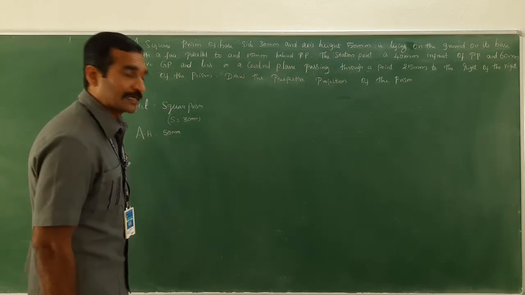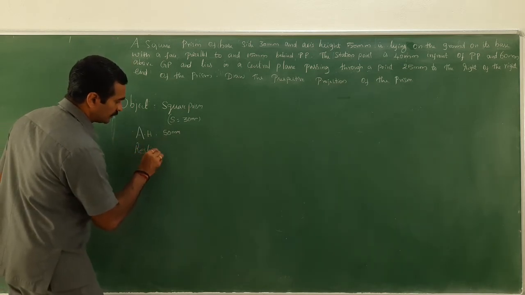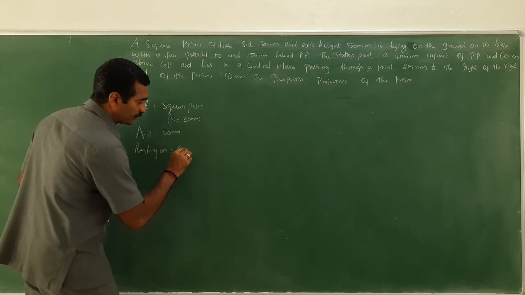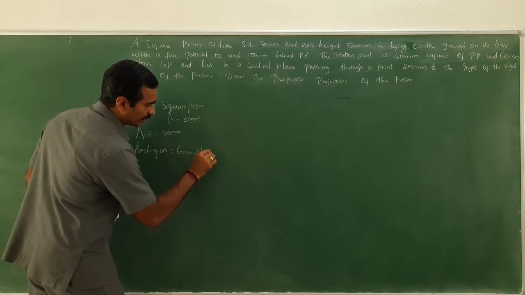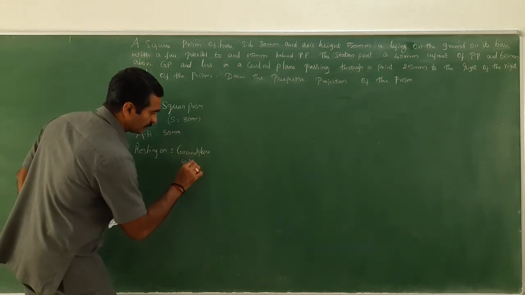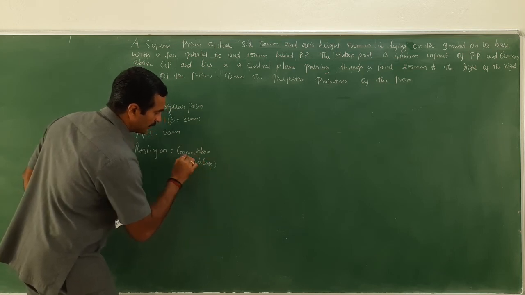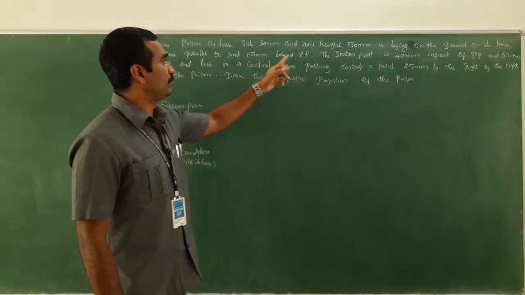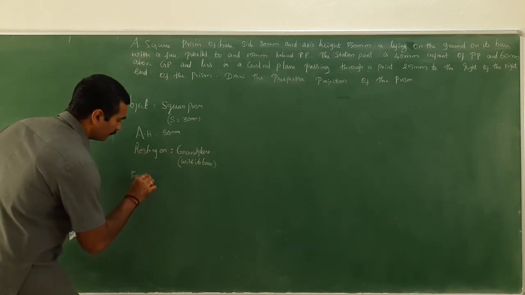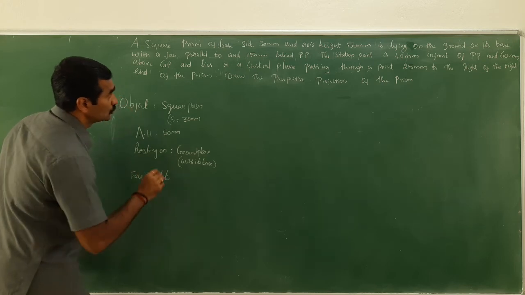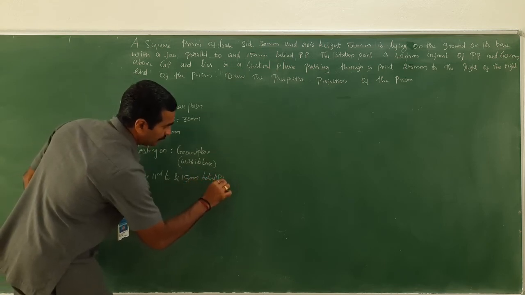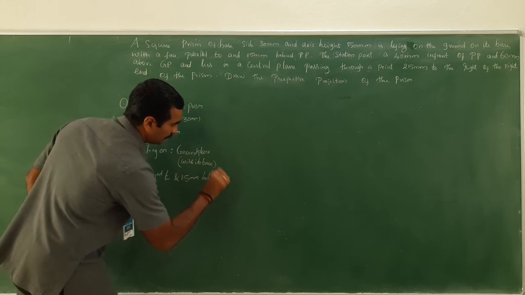So resting on ground, it is resting on where? It is on the ground plane, on its base, with its base only it's resting. A face parallel to and 15 mm behind PP, right? So one of the faces is parallel to and 15 mm behind PP. PP is nothing but picture plane.